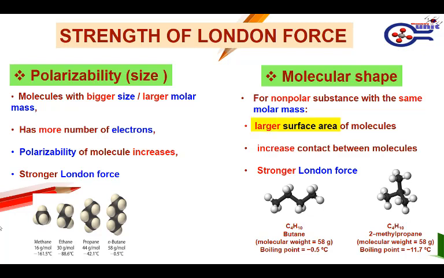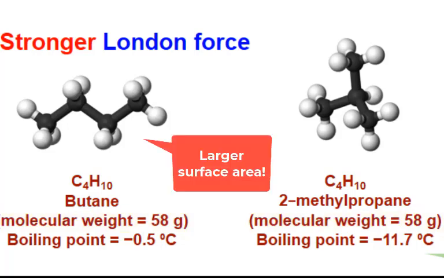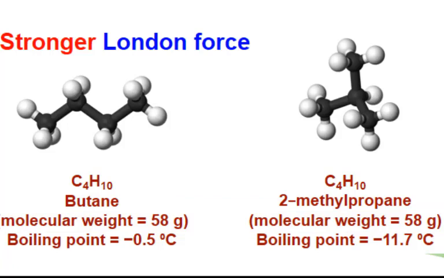Molecules having larger surface area will increase the contact between molecules. Thus, there exist stronger London forces between molecules. Butane and 2-methylpropane are non-polar molecules and have the same molecular size. The surface area of butane is larger than 2-methylpropane. Thus, it can form more London forces between molecules. The London forces between butane molecules are stronger. More energy is required to overcome the stronger forces. Thus, butane has a higher boiling point.